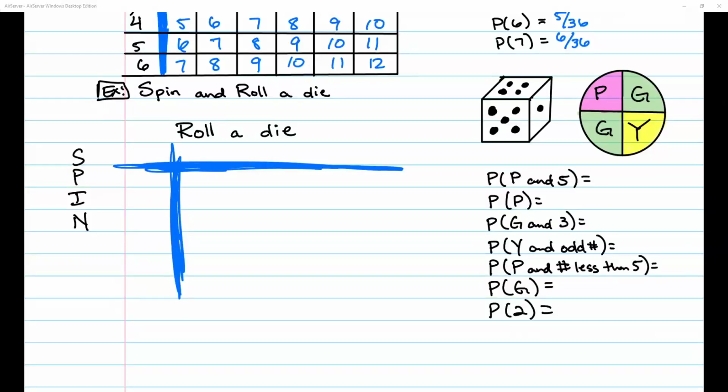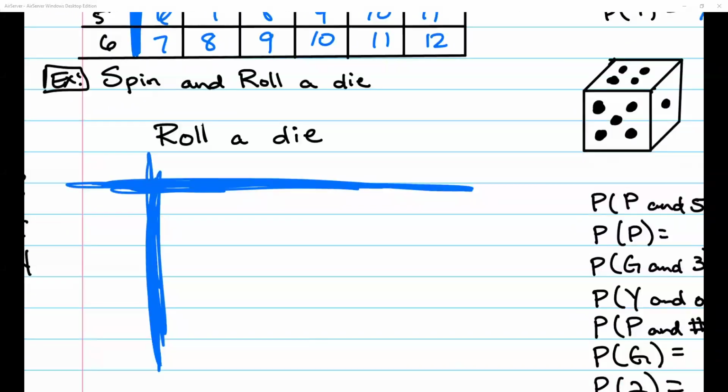All right, this first part is pretty easy. What could happen when you roll a die? Well, you can roll a 1, you can roll a 2, a 3, a 4, a 5, or a 6. This part is not the hard part.